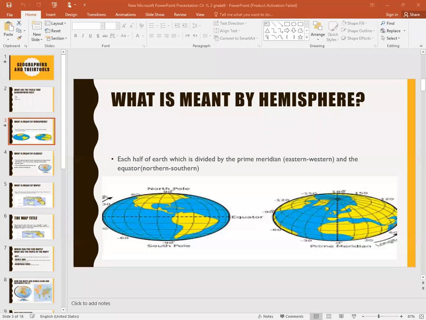As we said before, the prime meridian has divided. Miss Sally, the screen share stopped. Okay, we said that the prime meridian is dividing the world into eastern and western hemispheres, and the equator is dividing the world into northern and southern hemispheres, as you can see on the PowerPoint. This is what's meant by hemisphere.